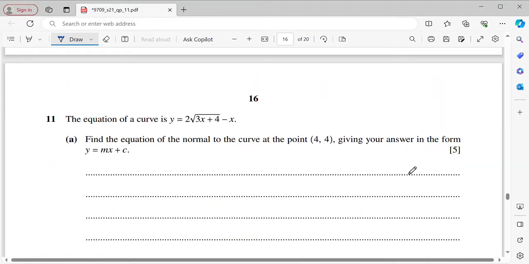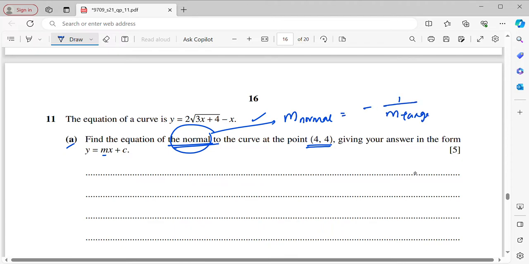Okay, next question, number 11. The equation of the curve is given. A, find the equation of normal to the curve at the point (4, 4), giving your answer in y equals mx plus c. So for the equation of normal, we need the gradient of normal. Gradient of normal is the same as negative 1 over gradient of tangent, right? And then gradient of tangent is basically dy/dx.